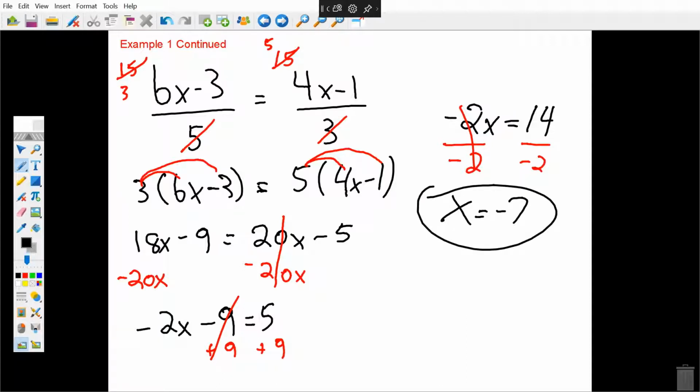So once again, start by looking to eliminate the fractions, then distribute the 3 and the 5 to both terms, then get all the x's together on one side, and then isolate that variable.